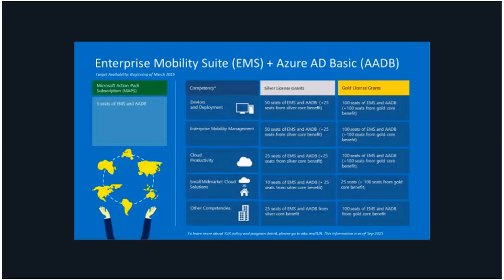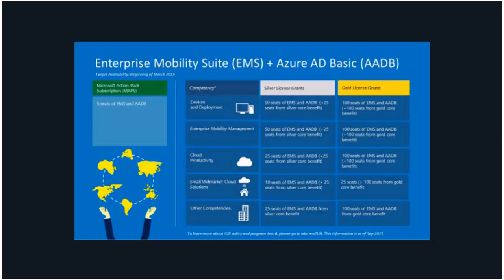Enterprise Mobility Suite, so combining that with Azure AD Basic. If you have an Action Pack subscription, you get 5 seats of EMS and AADB, Azure AD Basic. I'm sorry about the acronyms. I try not to use as many, but here it might be a mouthful if I keep saying that over and over again.